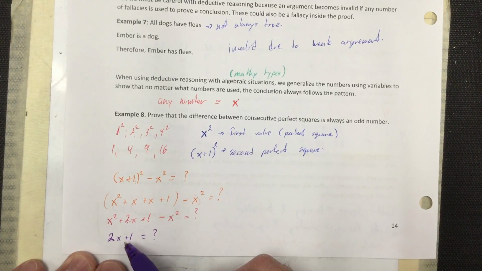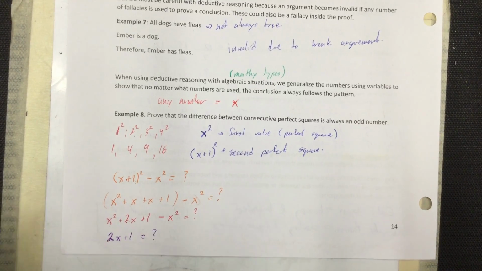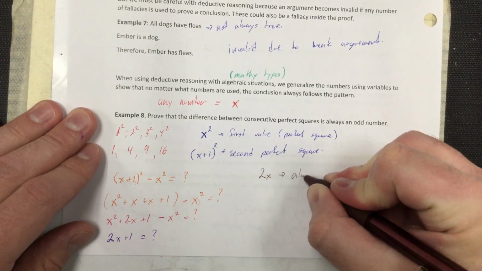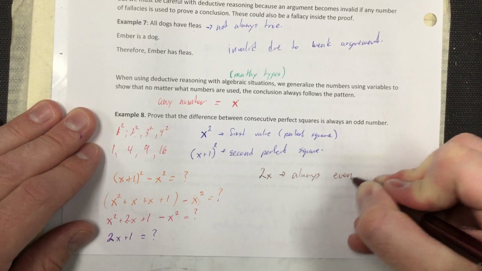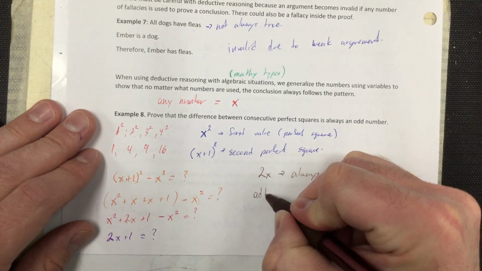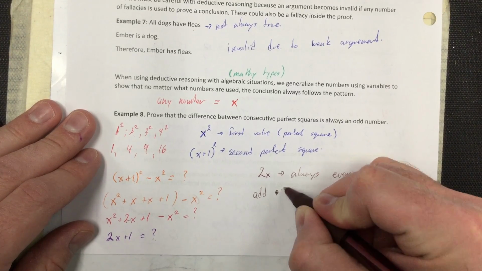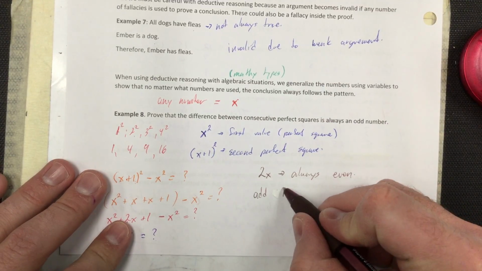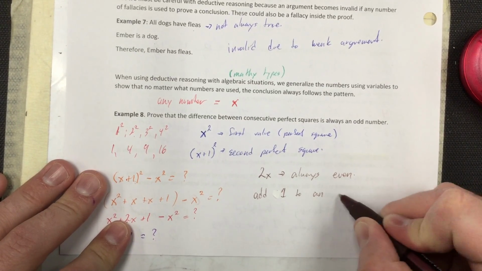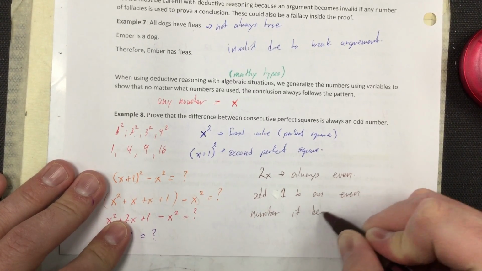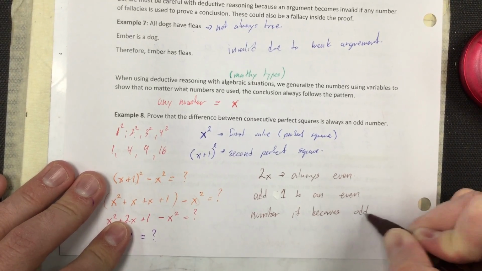Now, to know that this is an odd number is a little bit more of a second step here. 2x is always even. If we multiply a number by 2, it's always even. When we add 1 to an even number, it becomes odd.